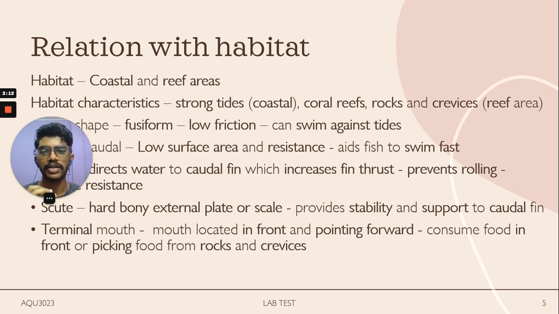Next is the presence of the terminal mouth structure. This mouth structure is located in front and it's pointing forward, which allows the fish to consume food in front or pick food from rocks and crevices. In coastal areas, the food is present in front of the fish, so the presence of a terminal mouth allows them to eat the food in front of them. And these fish also live in reef areas, where the reef areas are filled with rocks and crevices. This terminal mouth allows these fishes to pick up food in between rocks and crevices.